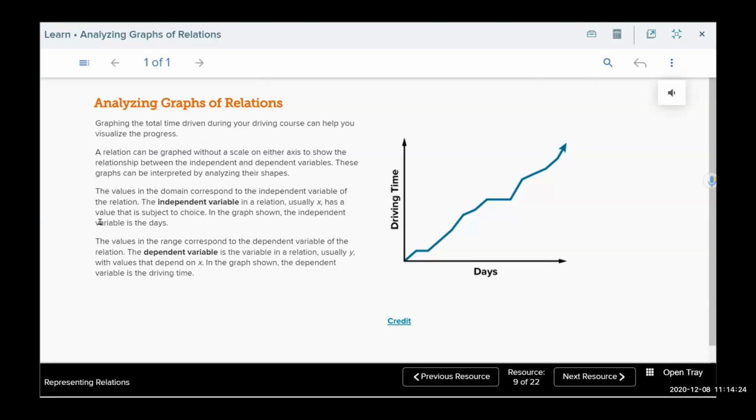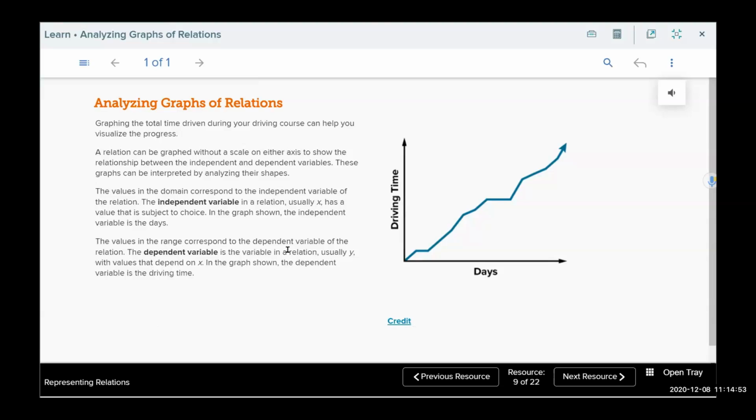Our independent variable is something that's subject to a choice, is how this textbook is saying it, but it's just saying it doesn't depend on anything else. You can just pick a value because it's an independent variable. It's not dependent on something else. And that normally goes with our x. So that's why it says usually x right here. So whatever is on this x-axis is normally your independent variable. So in this case, our independent variable would be days.